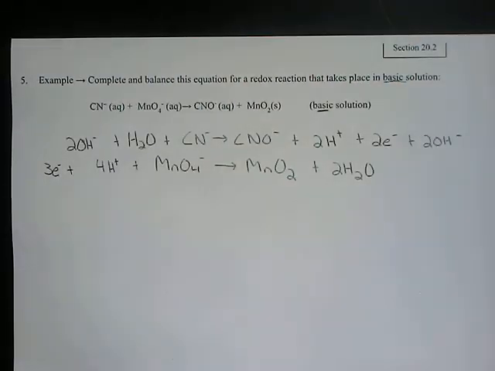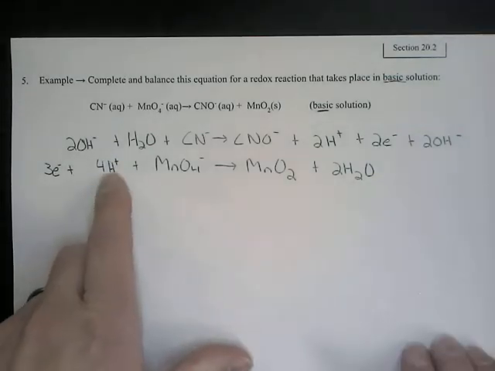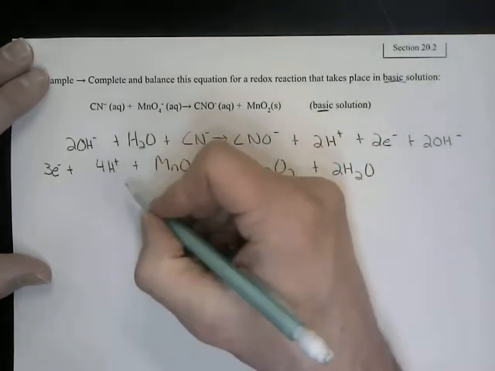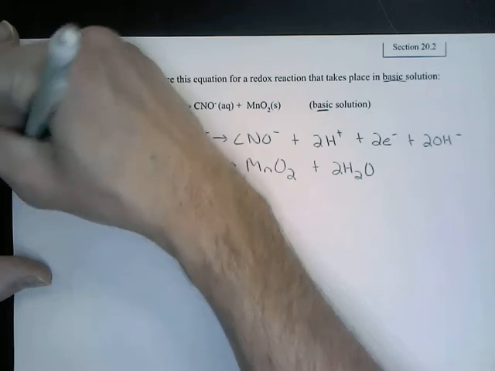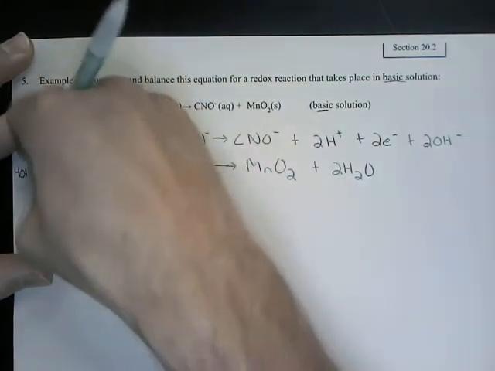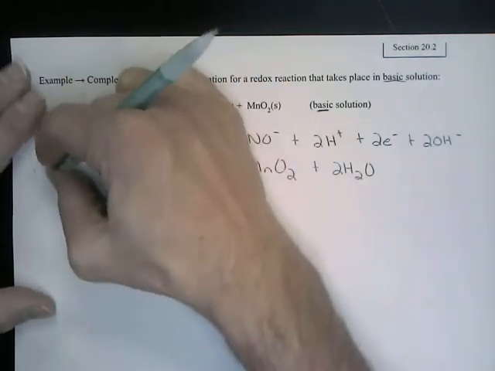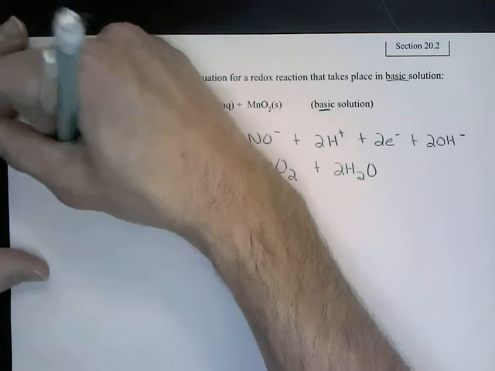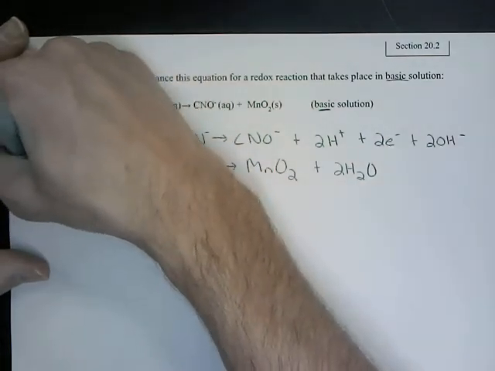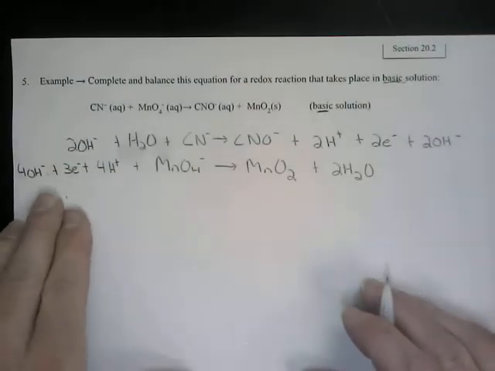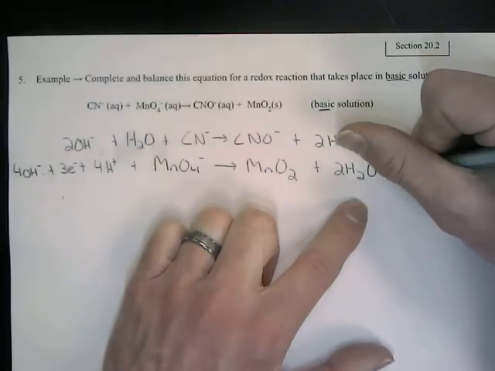Okay? Now, our last step here, because we're in an acidic solution, after we add the electrons, for the same number of H pluses that we have, we have to add OH minuses. So, because we have 4 H pluses, that means we need 4 OH minuses. I'm going to rewrite that so it looks better here. Again, you have to add your OH minuses to each side, okay?